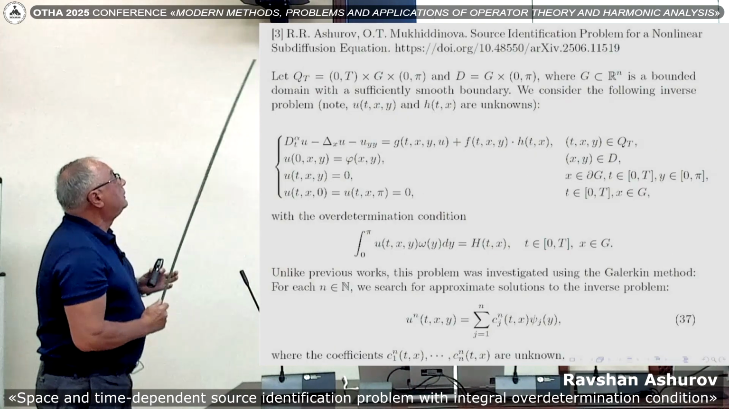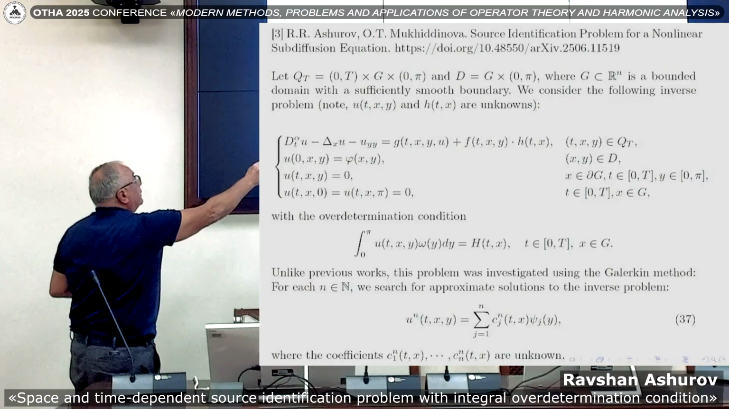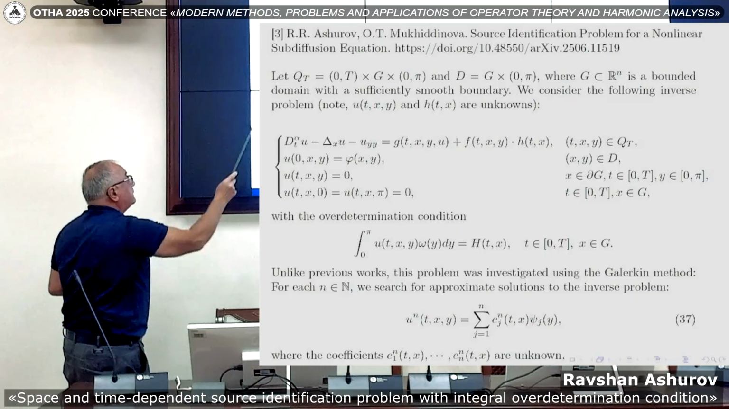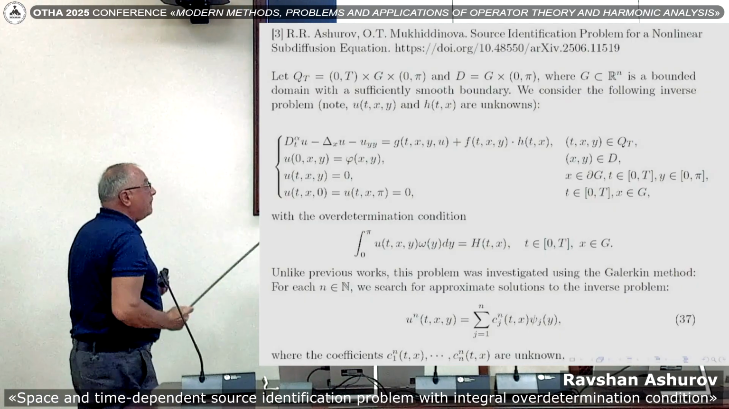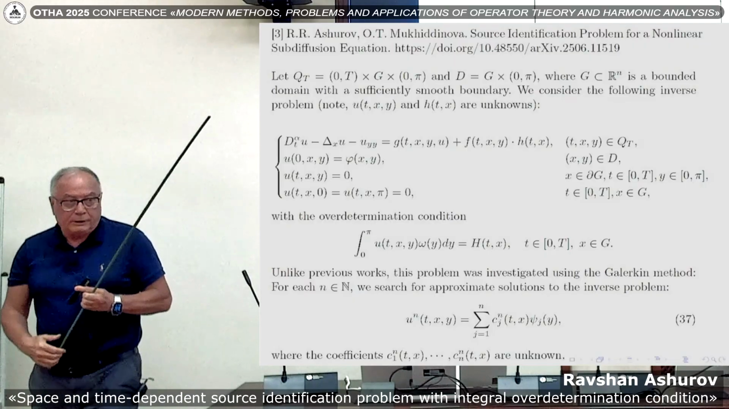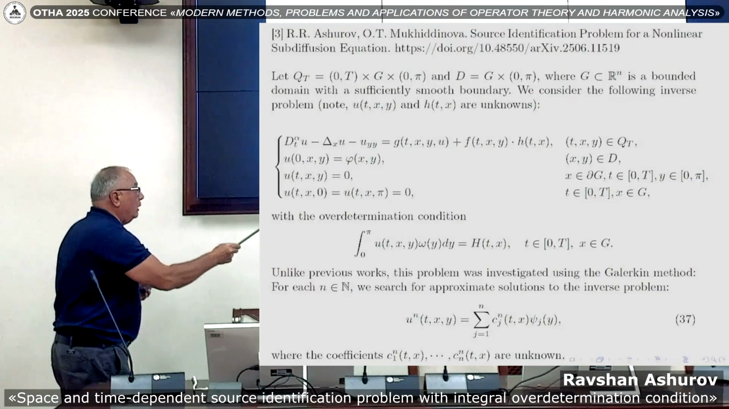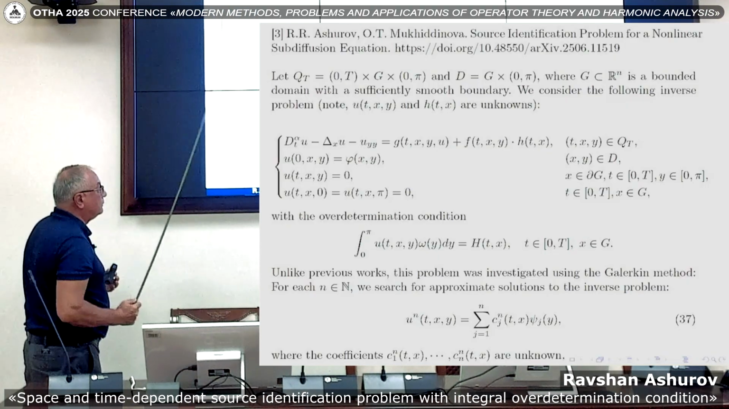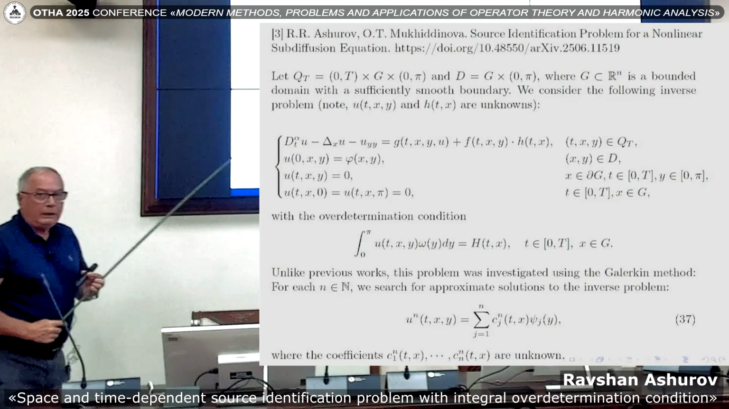Now, in the next paper, we consider some nonlinearity here. You see, this right-hand side G depends on u, and also the same integral condition. Now you cannot apply Fourier series here because of the nonlinearity. That's why we applied the Galerkin method. So we look for the solution in the form of 37, and these are unknown coefficients c_j.